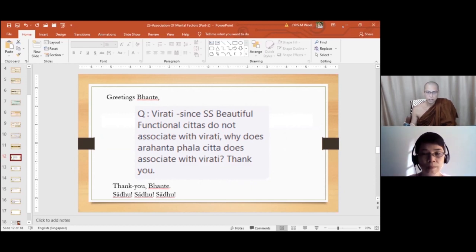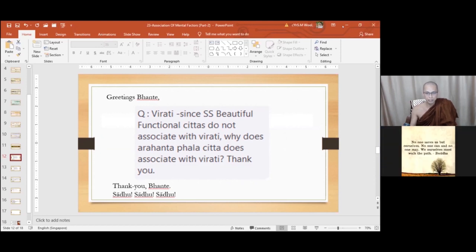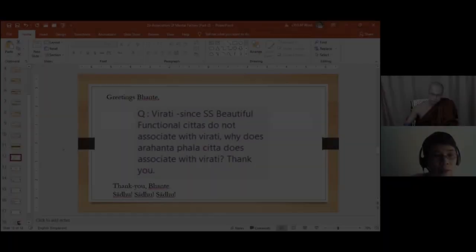That is why, because the nature of virati is deliberately or intentionally abstaining. In the Arahat's nature, all the underlying causes and conditions are removed. So the Arahat does not need to abstain intentionally. That is why in the functional consciousness, virati cannot arise. So, next question.